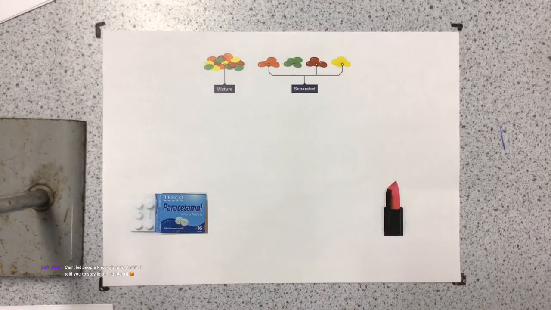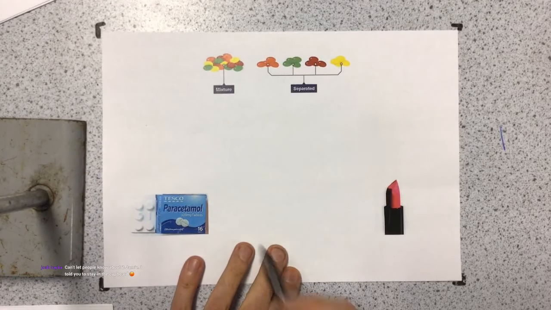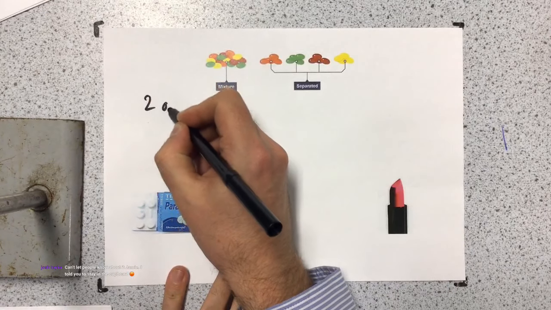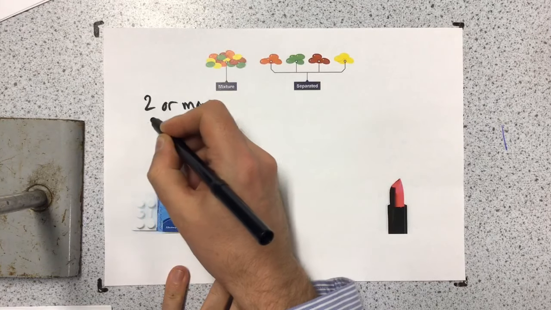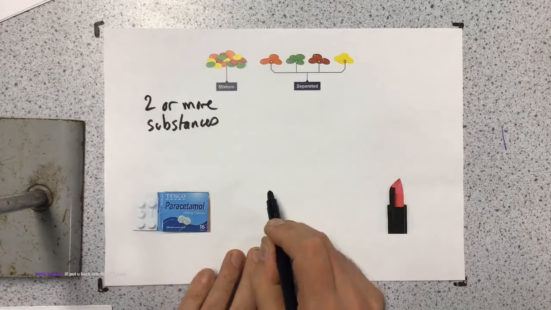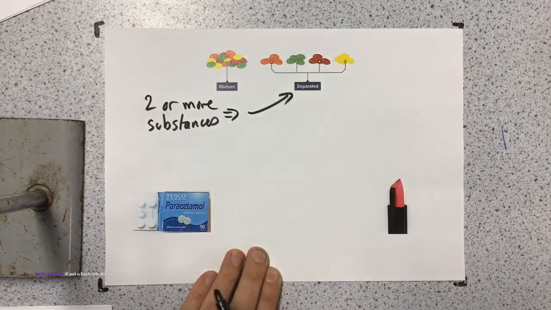Okay, so here we go with spec 8. First of all, we're going to start off by looking at a couple of definitions. First, we've got a mixture, which is 2 or more substances. Now, these are a mixture because they can be separated.